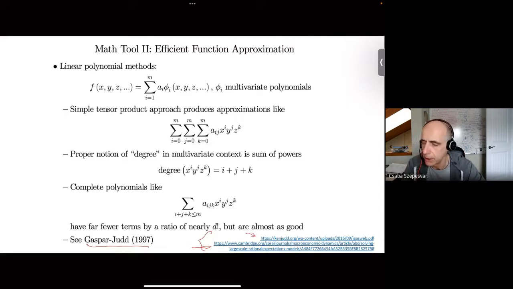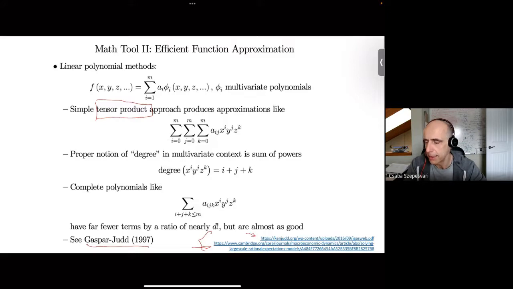Okay, so what does this slide say? It says basically one thing: don't use tensor product approaches. Okay, so what is a tensor product approach?